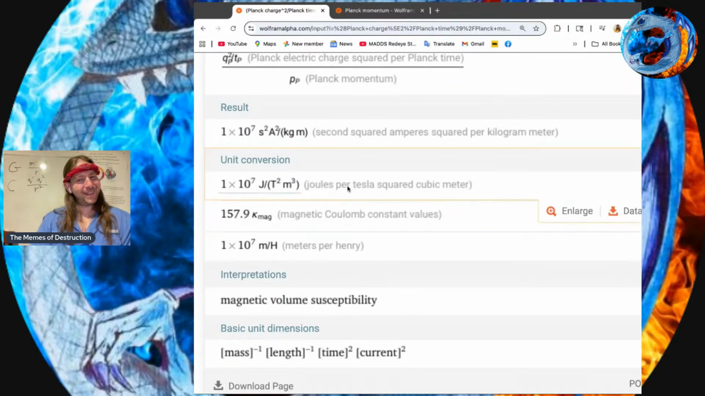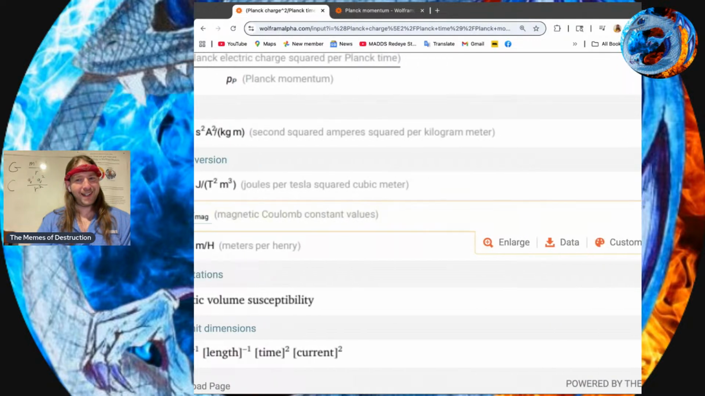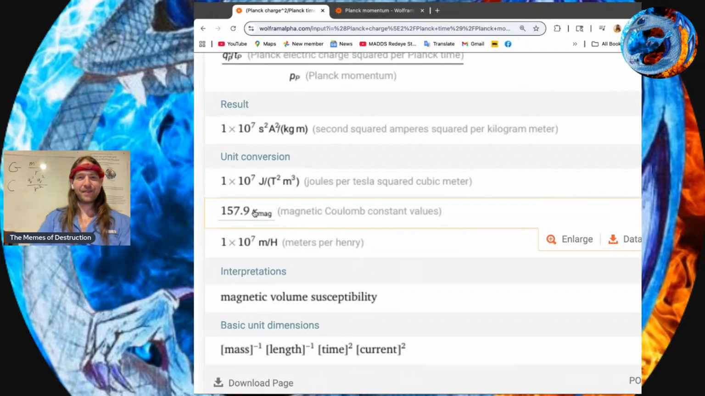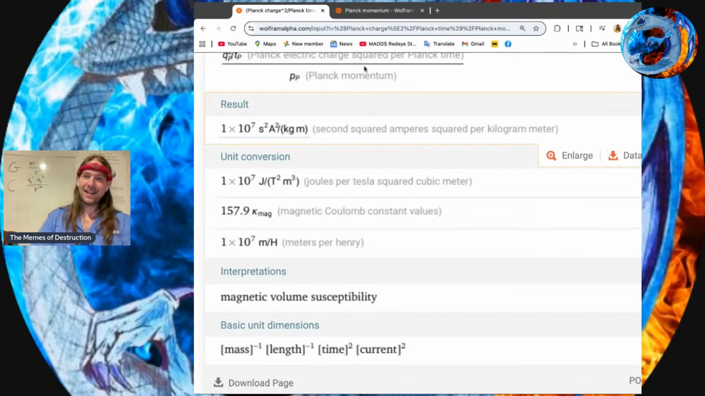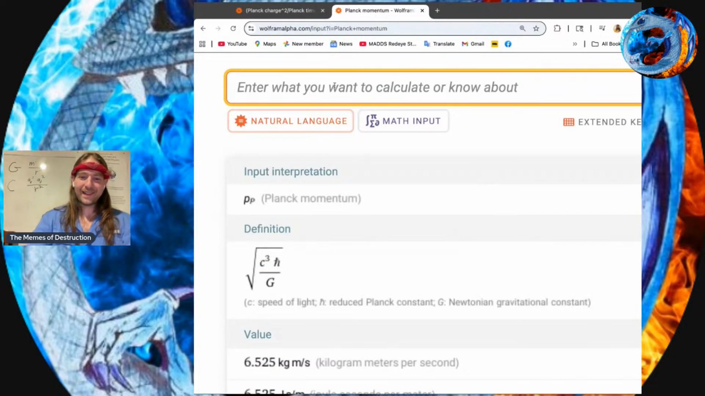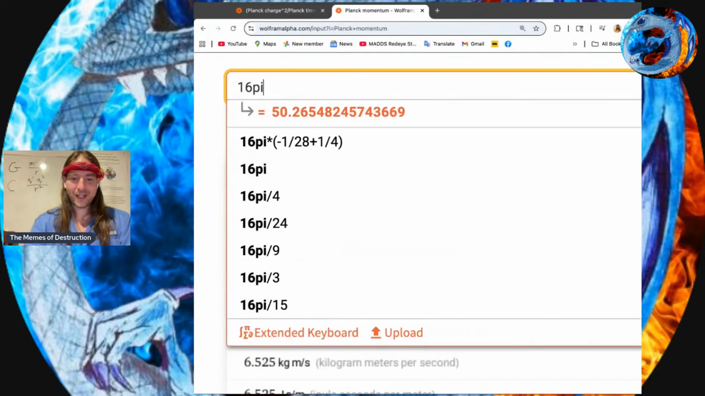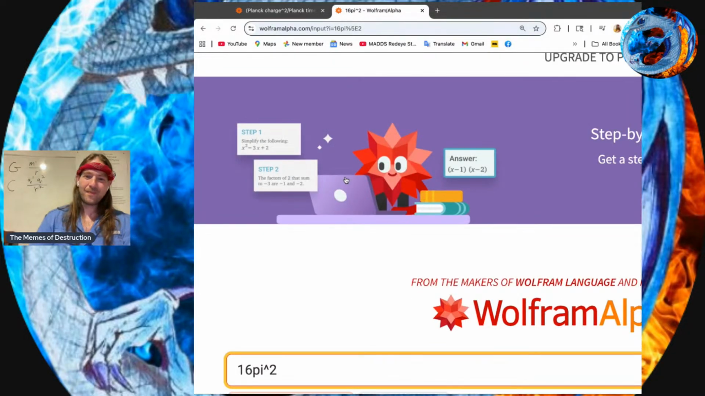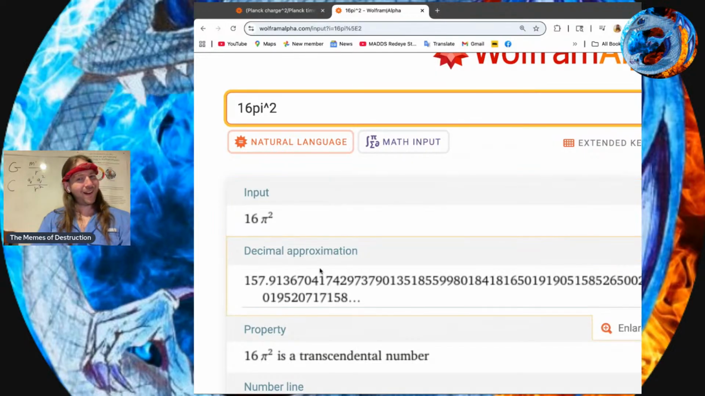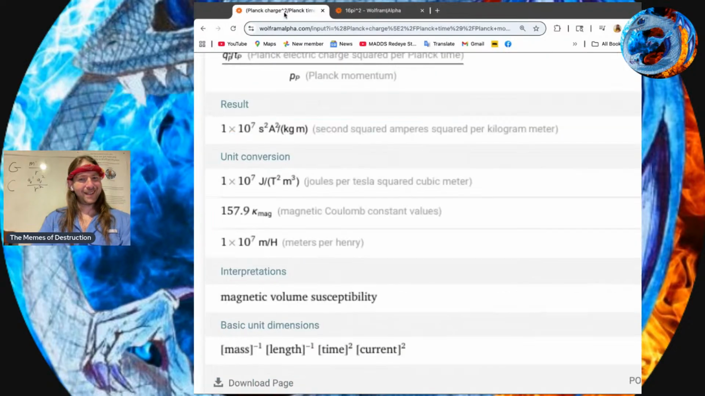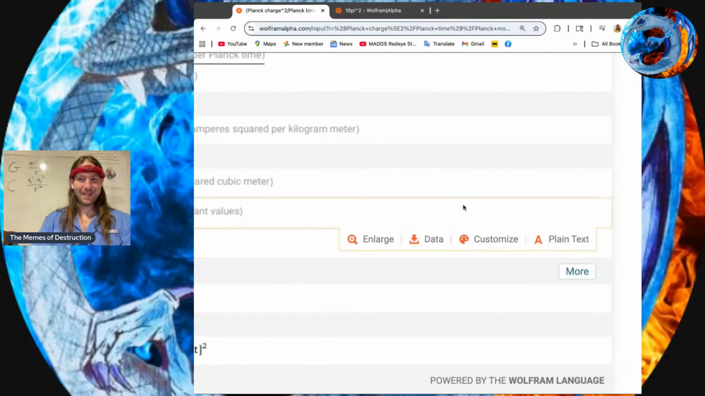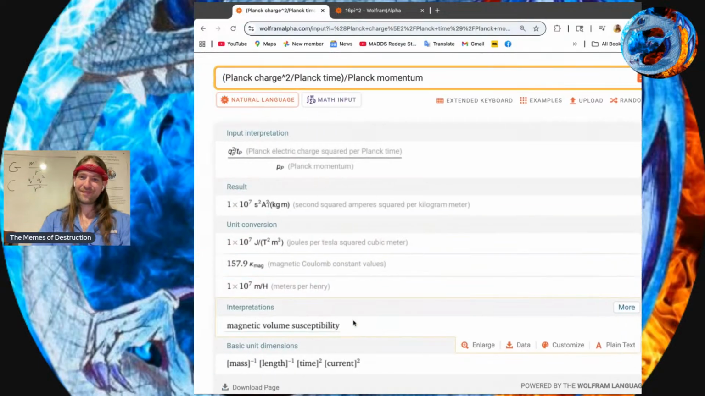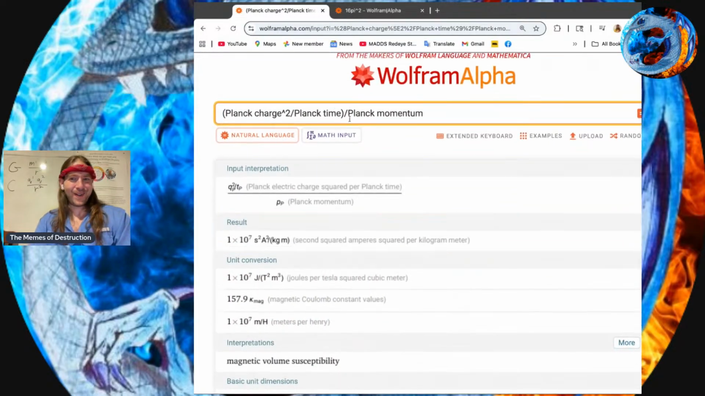So I believe this is 157.9, I think that's 16 pi squared. Yeah, 16 pi squared. Long story short, it's 16 pi squared magnetic Coulomb constants. Okay, whatever that might be. So that's a little hard to parse. Let's look at the other way.